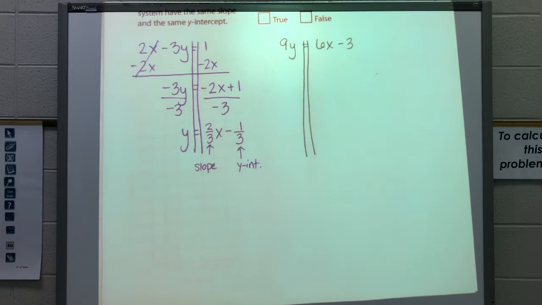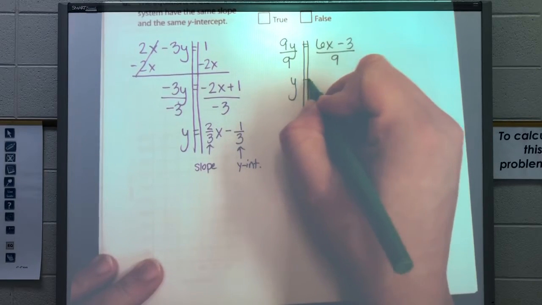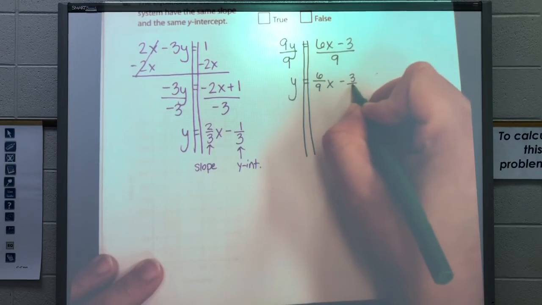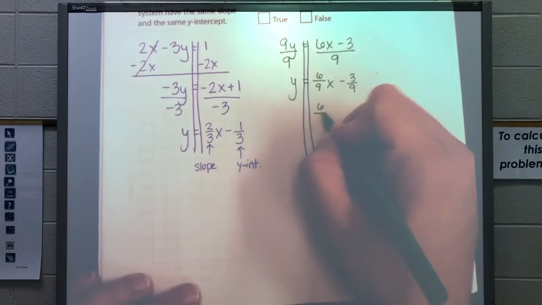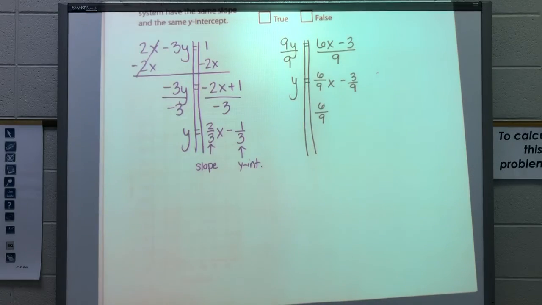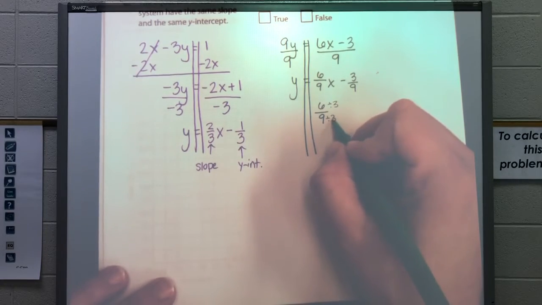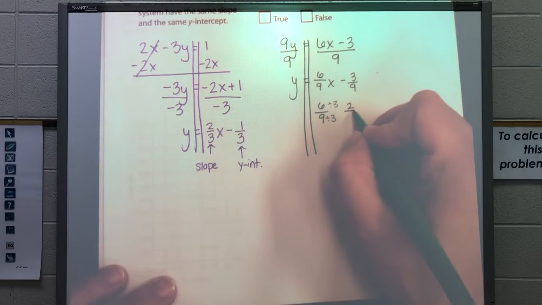The next one's a little bit shorter because all I have connected to y is 9, and it's connected with multiplication, so I need to do the opposite and divide by 9. So I get y equals 6 over 9x, and that's going to be a negative 3 over 9. But those two fractions can be simplified. So I have to take 6 over 9, think to myself, okay, what can go into 6 and 9? And the answer there is 3. 3 can go into both of those. And so that's going to give me a positive 2/3.